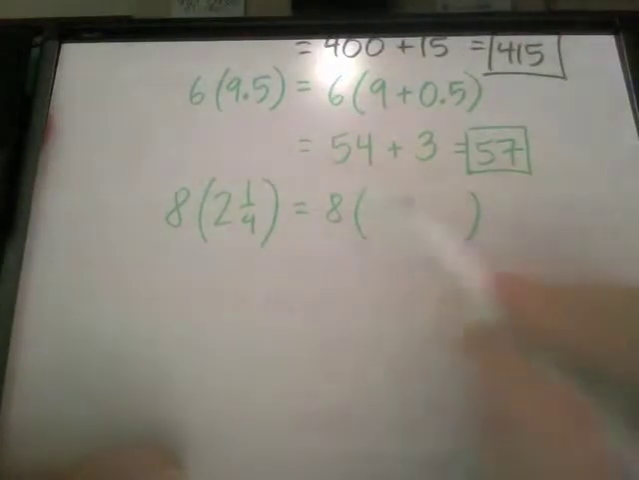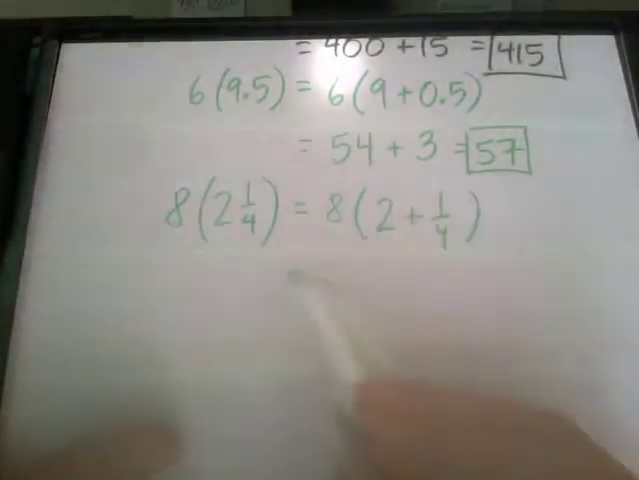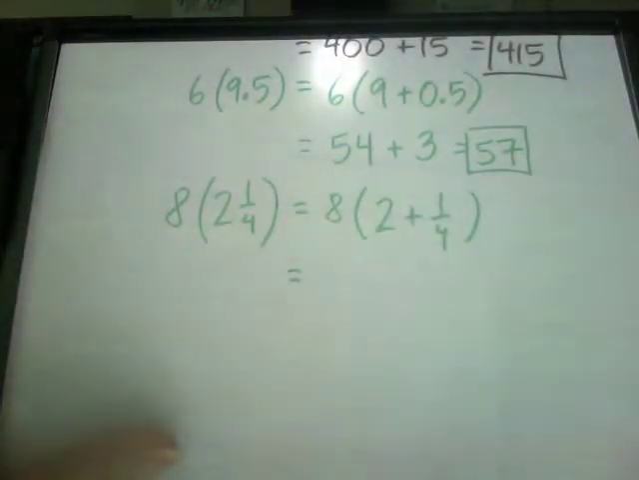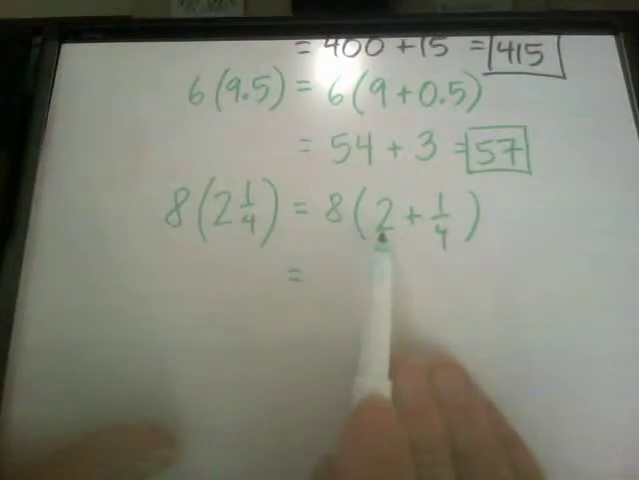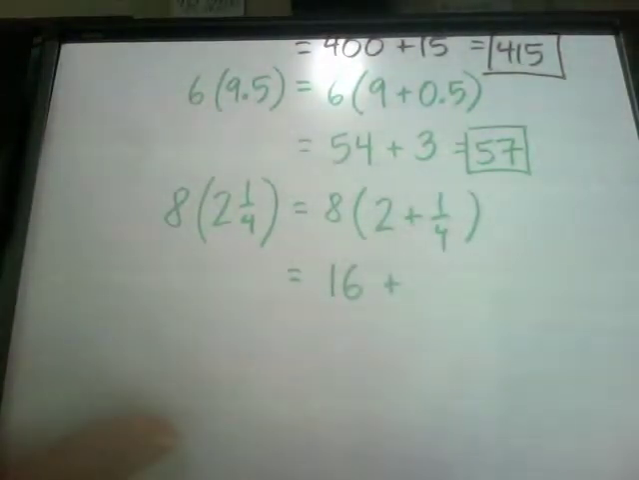Brian? 2 and 0.25. Okay, now I'm going to start it with 1/4, but then we can do 0.25 if that's easier. It depends on the fraction or the decimal, which one's going to be easier for you. 8 times 2, okay, that's easy, 16. Now this next part, 8 times 1/4.